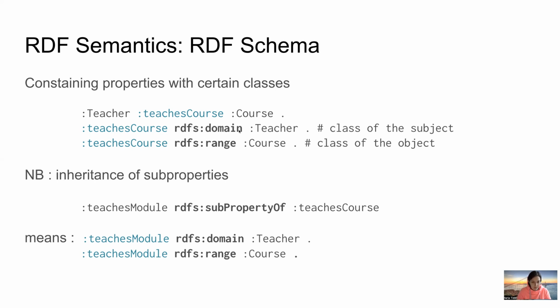Therefore, we use RDFS domain and RDFS range to express the classes we want to appear in subject or object positions. This means that every time we use teaches course, the subject will be an instance of the class teacher, and the object will be an instance of the class course. So these domain and range concepts are really important because these are keywords that allow you to restrain the domain of your property, which means that your reasoner will be more effective if you use them.